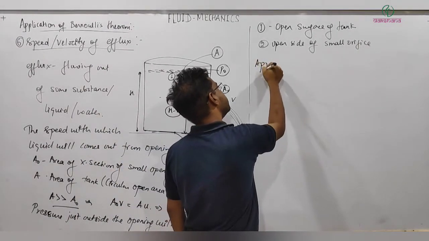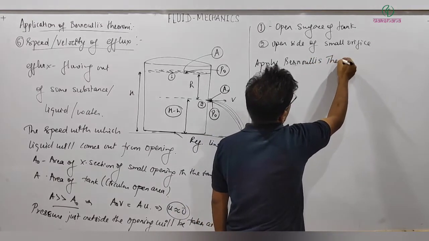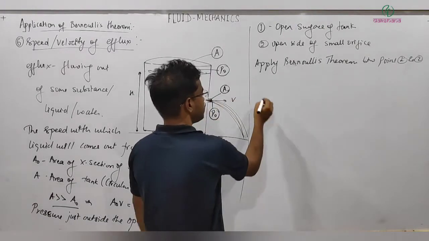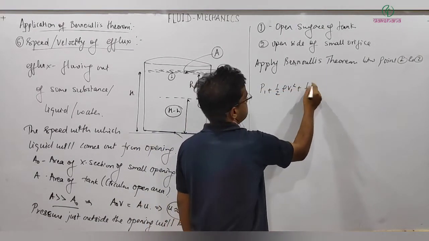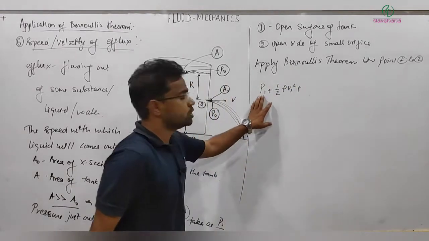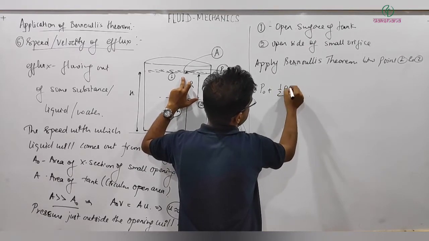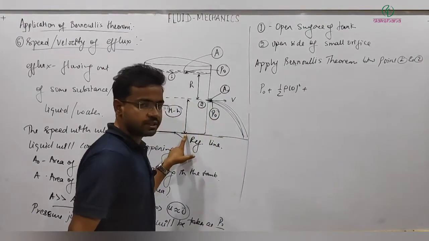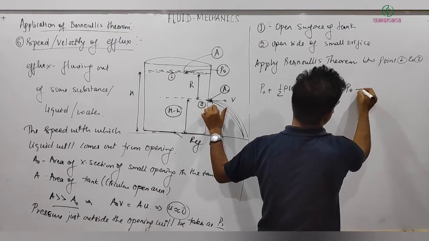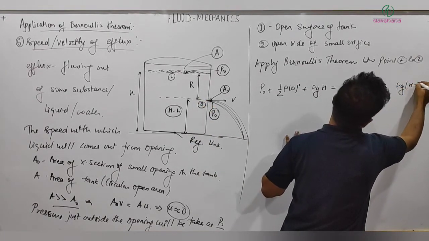So now apply Bernoulli's theorem between points 1 and 2. Okay, so now I can write P1 plus half rho V1 square plus rho g H1 equal to P2 plus, or let me substitute the values directly. So P1 here is equal to P naught, plus half rho V1 square, because I am taking this velocity almost equal to 0, so it will be 0. If I am writing it from this reference, then it will be rho g into capital H. Clear? And at point 2, again the pressure P2 is P naught, plus half rho V square, plus the height of this, rho g into capital H minus small h.